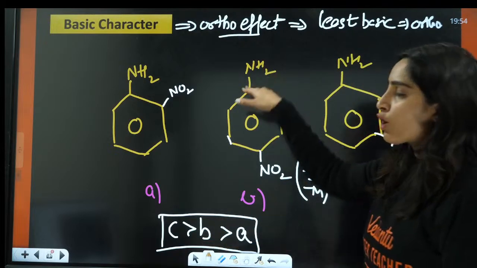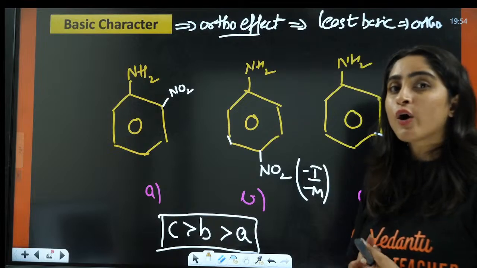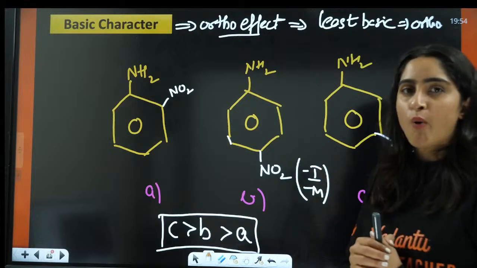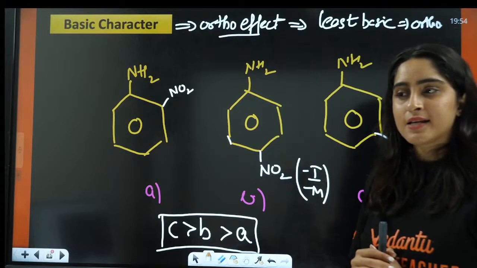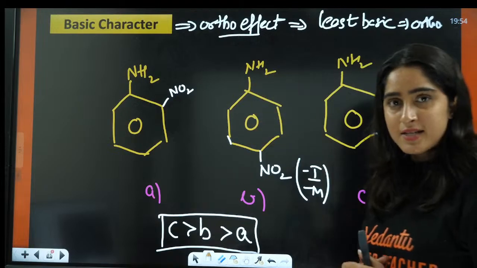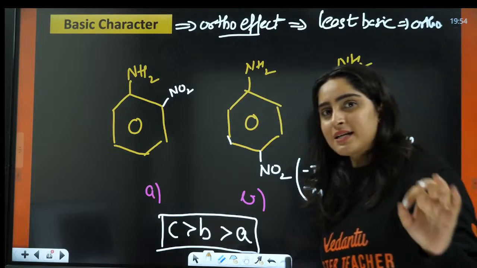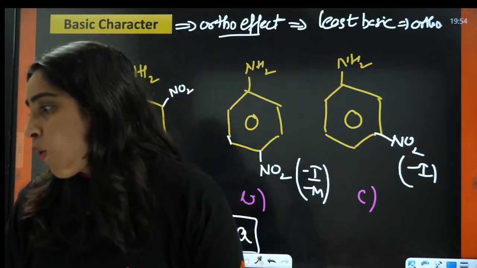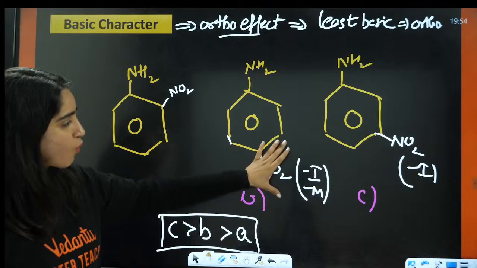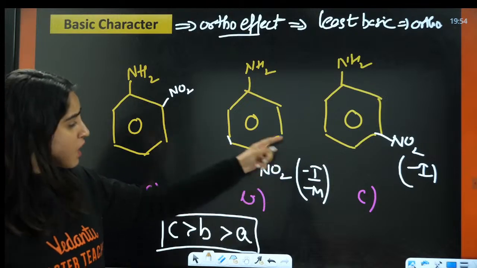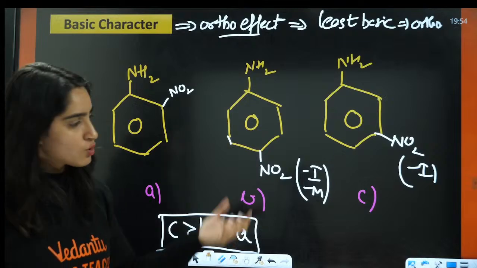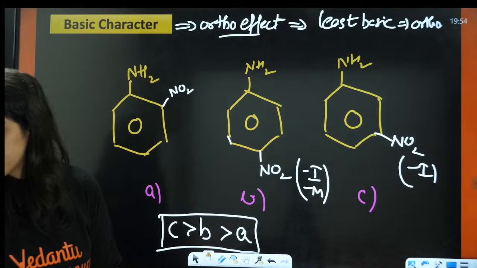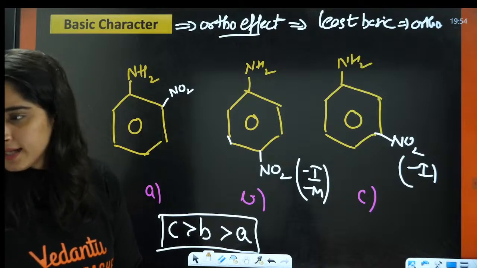Here we are not talking about any carbanion. We are talking about the acceptance of H positive. Accepting the H positive, no carbanion is available here. For basicity, it is inversely proportional to electron withdrawing groups. The more the effect of electron withdrawing groups, the less will be the basicity. So here the basicity is less. So this is C, then B, then we have A.